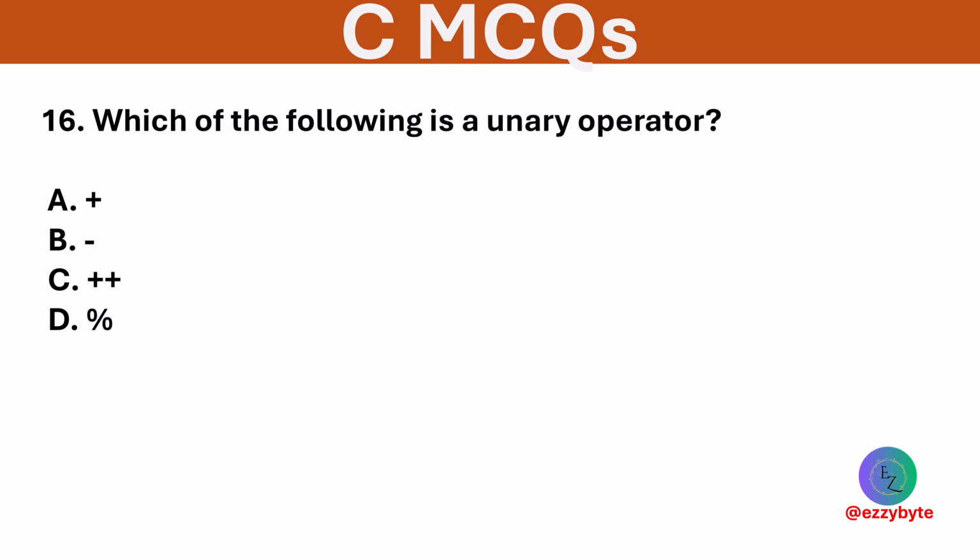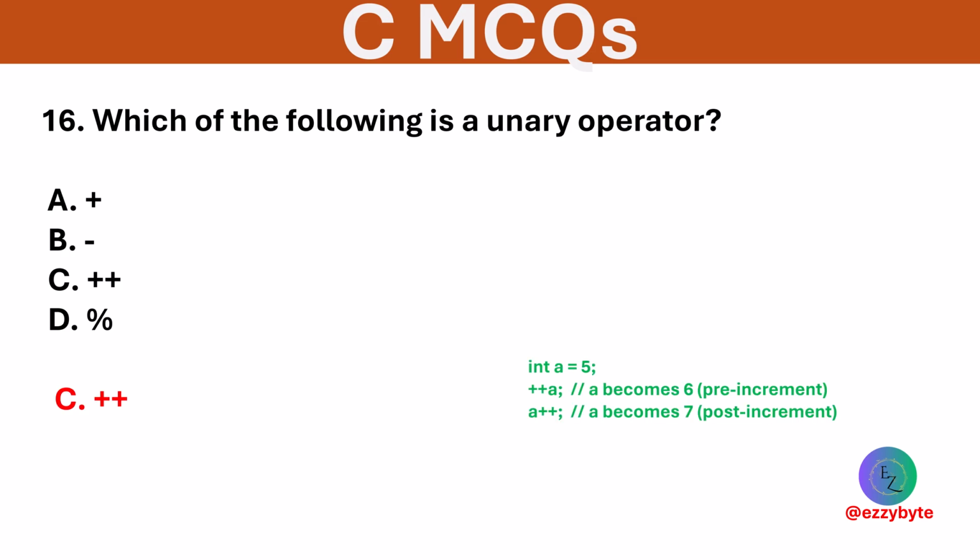Which of the following is a unary operator? Options are plus, minus, increment, and modulo. Option C is correct. Plus plus operates on a single operand, making it unary.